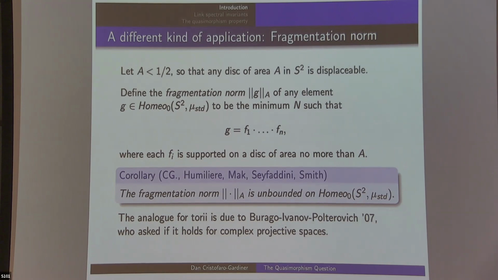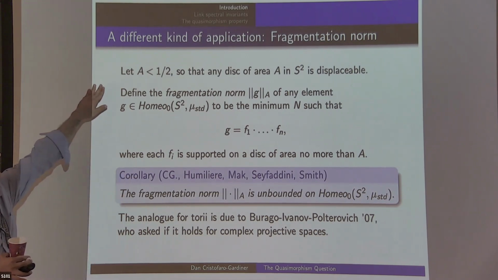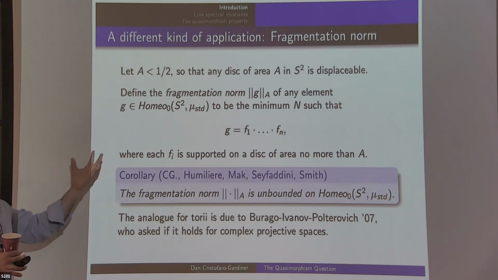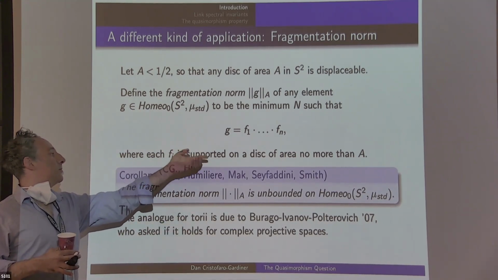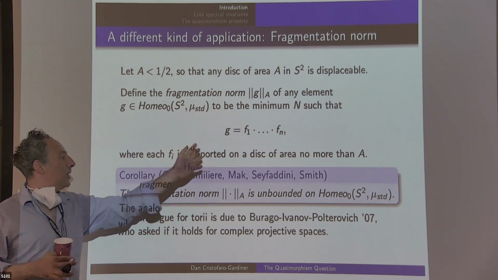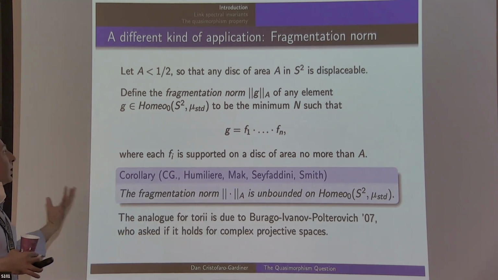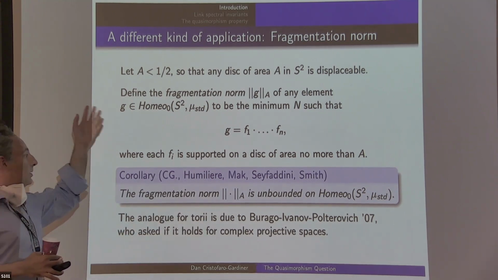which is pretty cool. Say I've normalized my sphere to just have area 1. If I have a general element, I can ask how many elements does it take to write it as a product of elements supported on displaceable disks? For example, say I fix an area that's less than 1/2. Then if I have a disk of that area, it's going to be displaceable. And so I fix this area, and I can ask, how many elements does it take to write an arbitrary element G as a product of n elements, each of which is supported on disks of area A? These will in particular be displaceable.